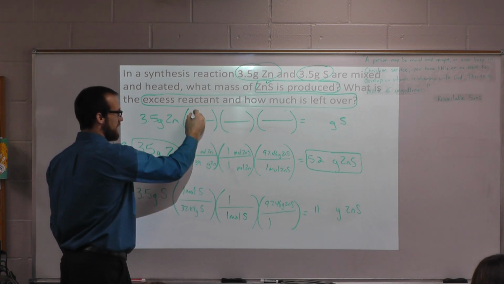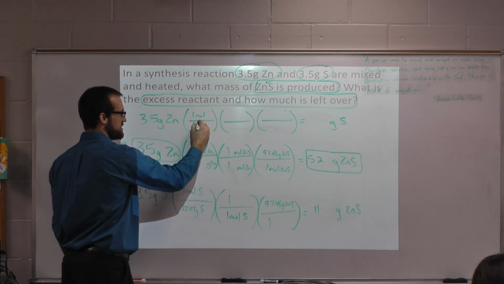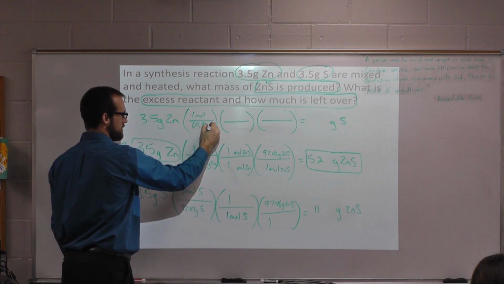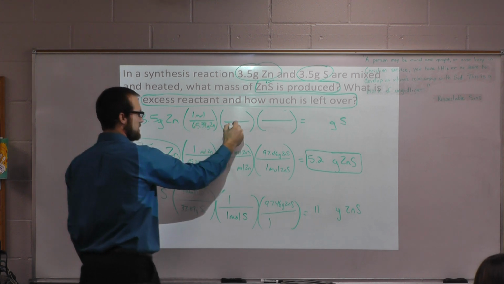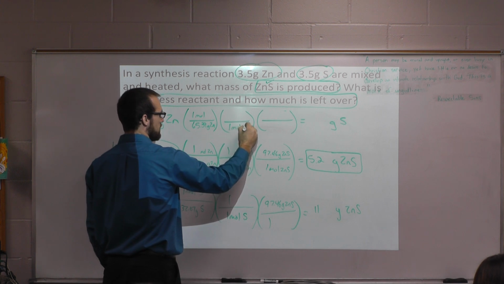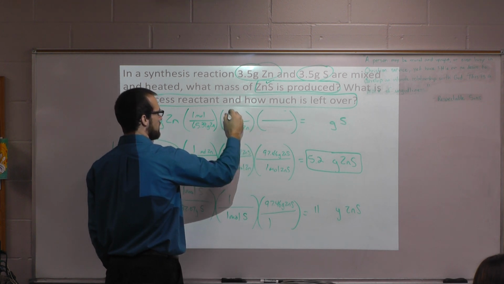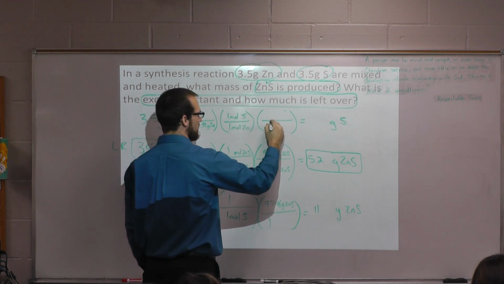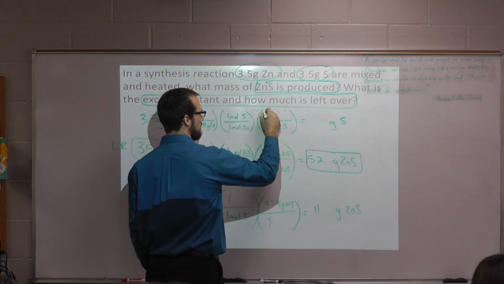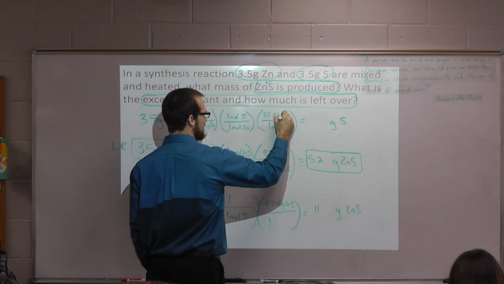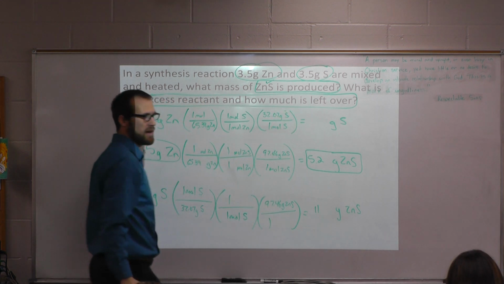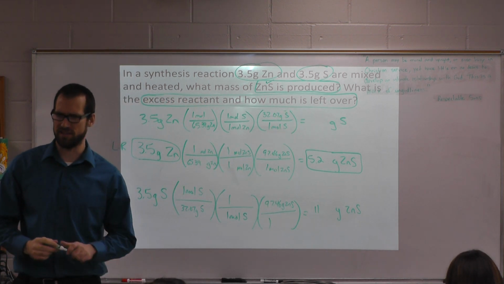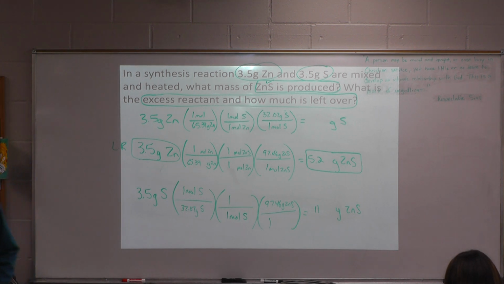Don't we already know the molar mass of zinc? 65.39. Right? Don't we know it's a 1-to-1 ratio? Don't we know the molar mass of sulfur? 32. So you should have all the numbers. You just got to get them in the right spots. Does that make sense? Mass to mass. Molar mass at the beginning, molar mass at the end, mole ratio in the middle.